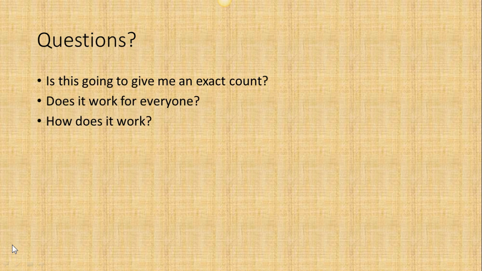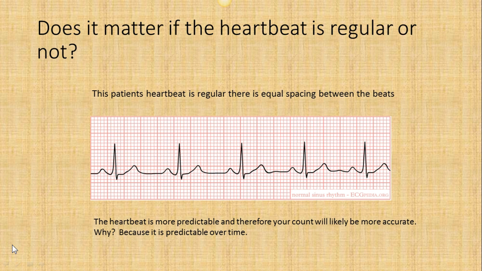Does it work for everyone, even the people that have irregular heartbeats? We can make it work for just about anyone. So how does it work? Well, there's no one test or one formula. You have several different ones, and it depends on how accurate you want to be and whether, again, the person's heart rate is regular or irregular.